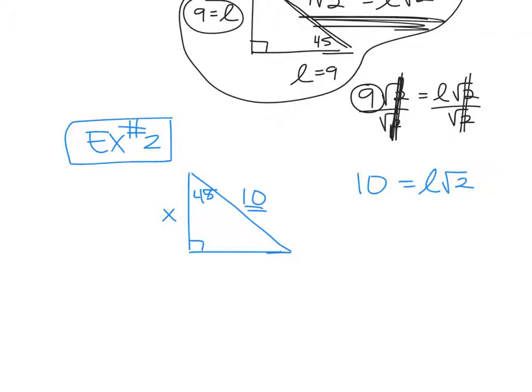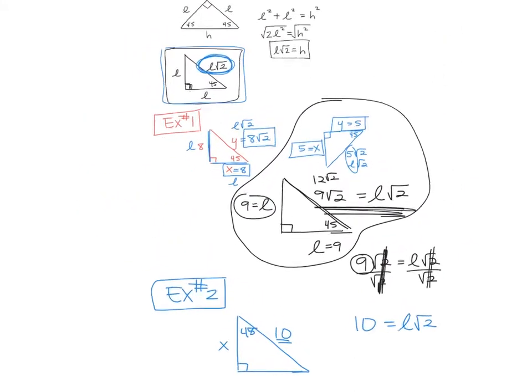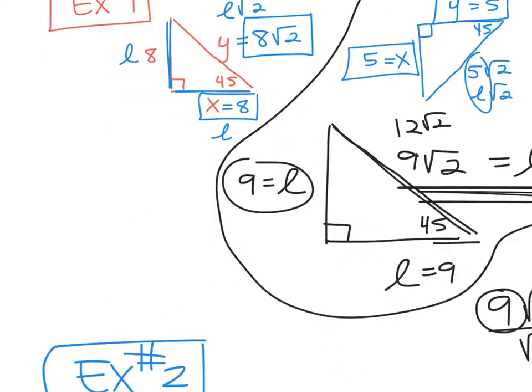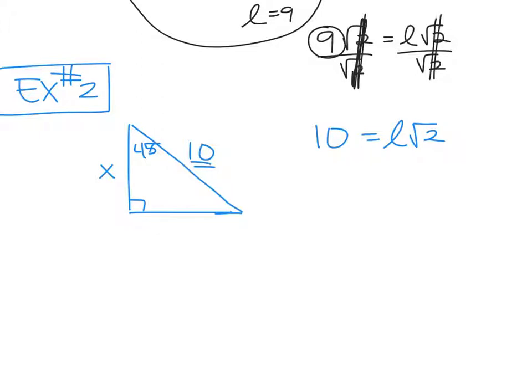Does that make sense where I'm getting that? My hypotenuse is always my L rad 2 side. If we look at our initial setup here, it's always L, L, and L rad 2 for the hypotenuse. So if we go to this setup, that 10 has to equal L rad 2. How do you solve for L? You divide by rad 2.